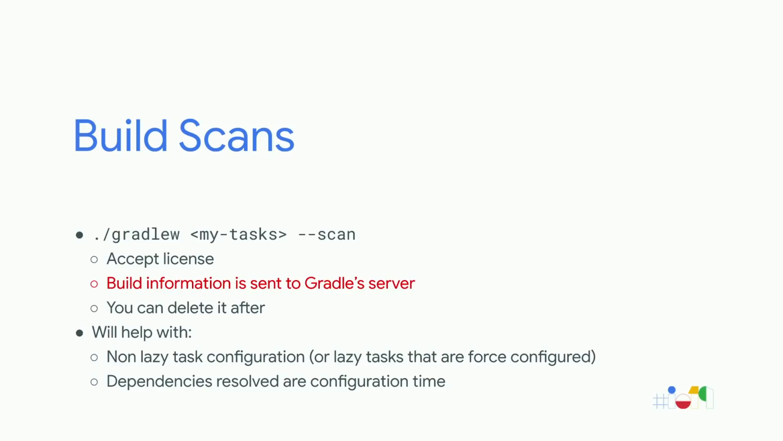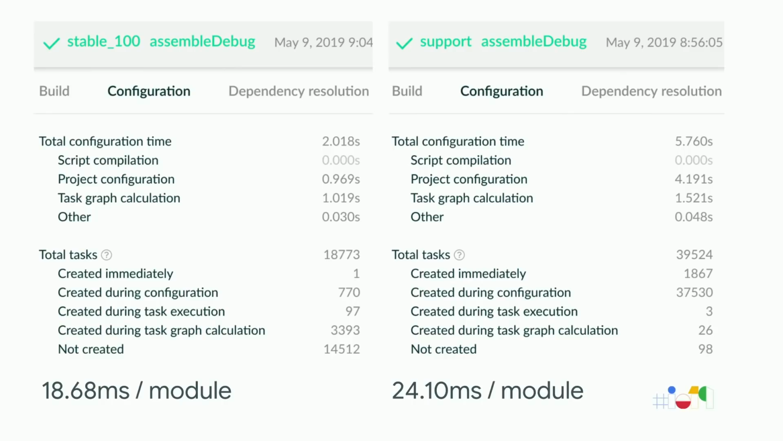The reason why this tool is really helpful is that it helps you find those non-lazy tasks that Zav was talking about. As well, you can find where your dependencies get resolved during the configuration time, which is another big no-no. In yesterday's talk, if you saw, Zav was talking about the 100 module baseline build, and this is how it compares to AndroidX. This is a real project that has 240 modules and is able to configure it in 24 milliseconds per project.